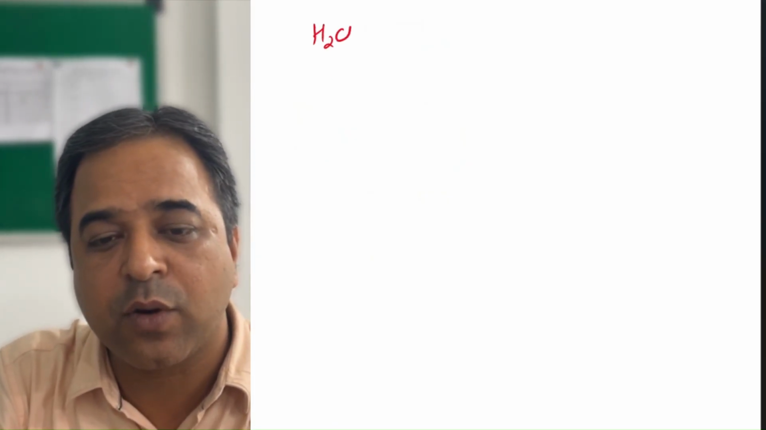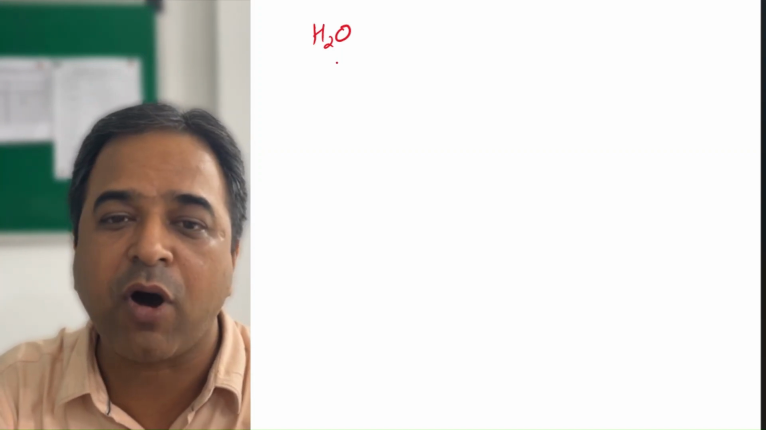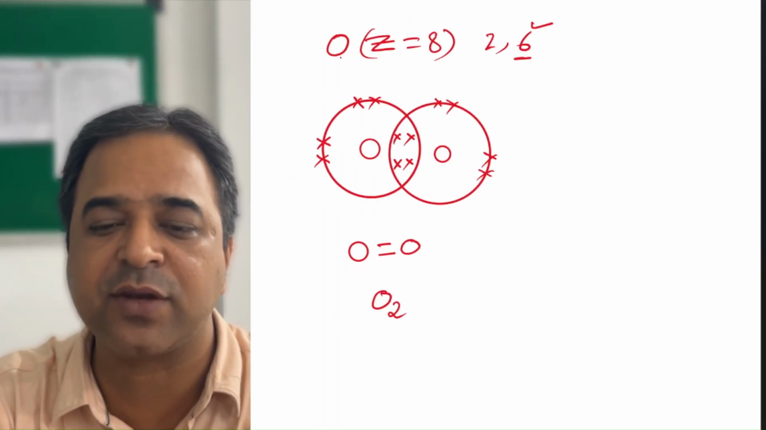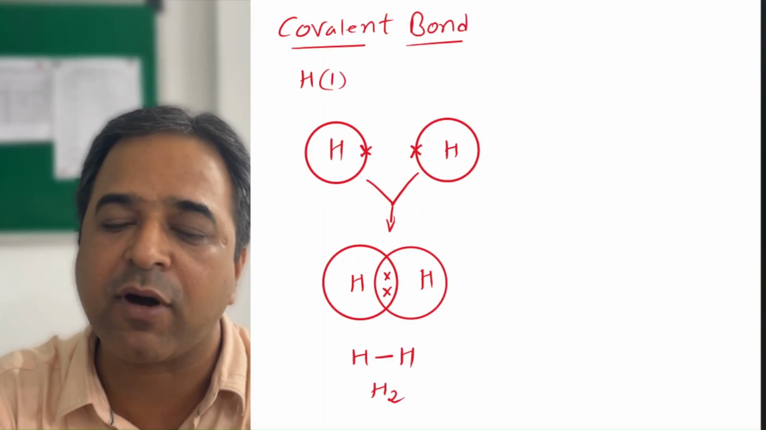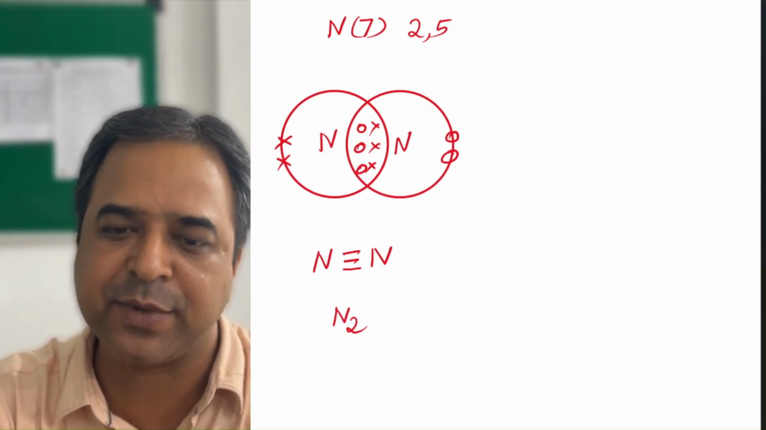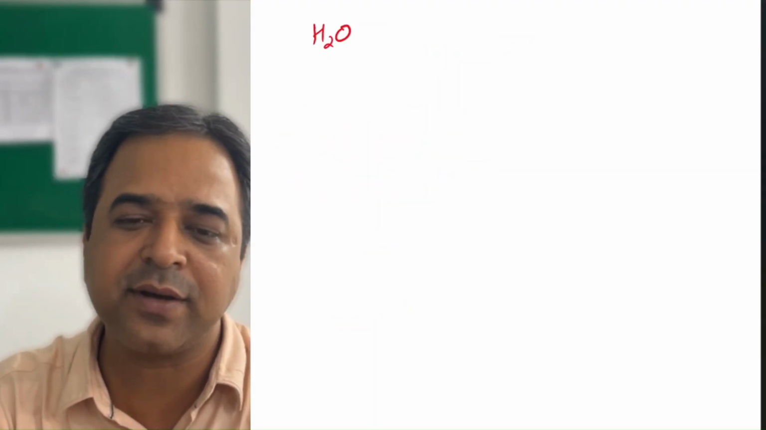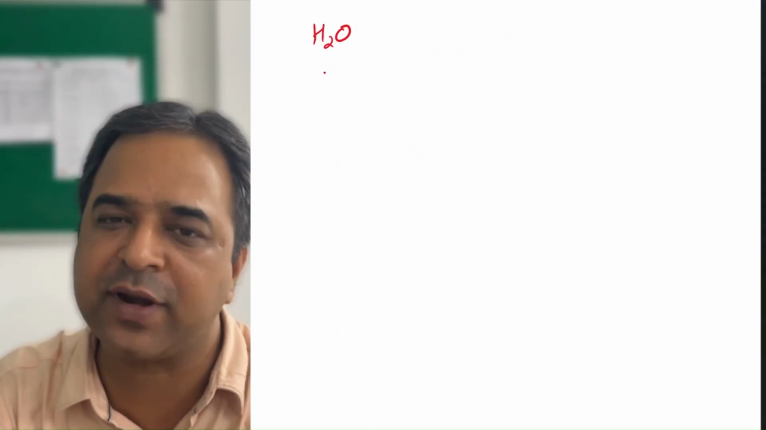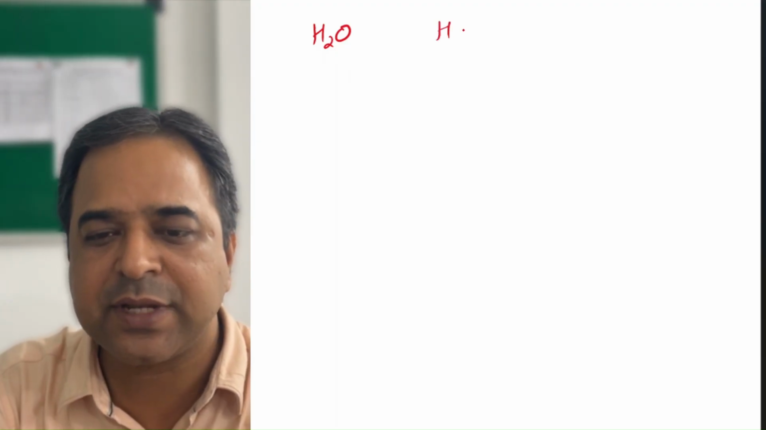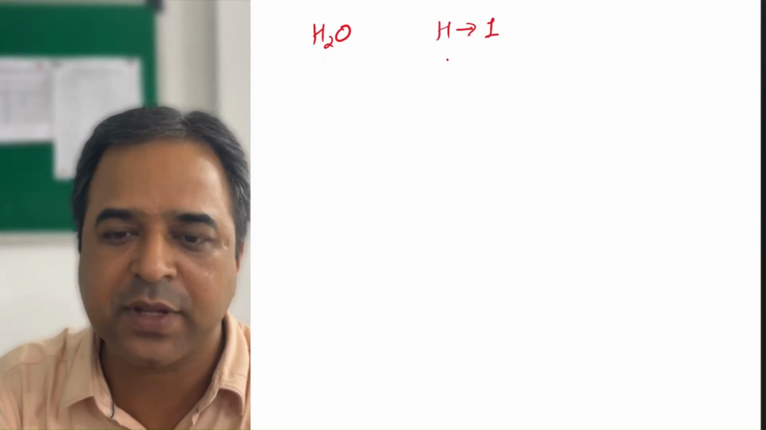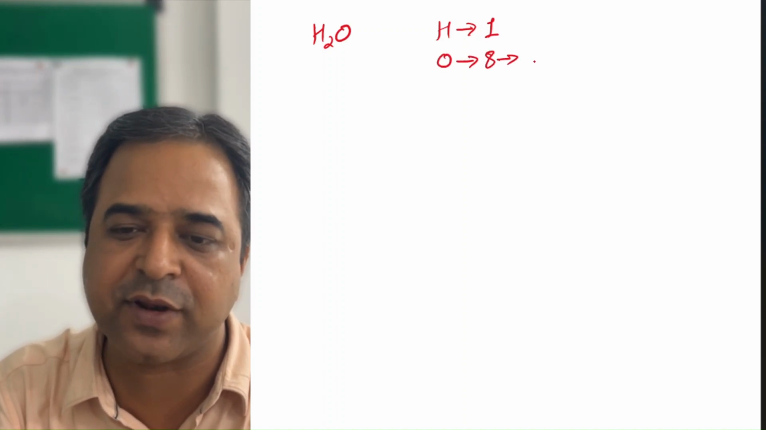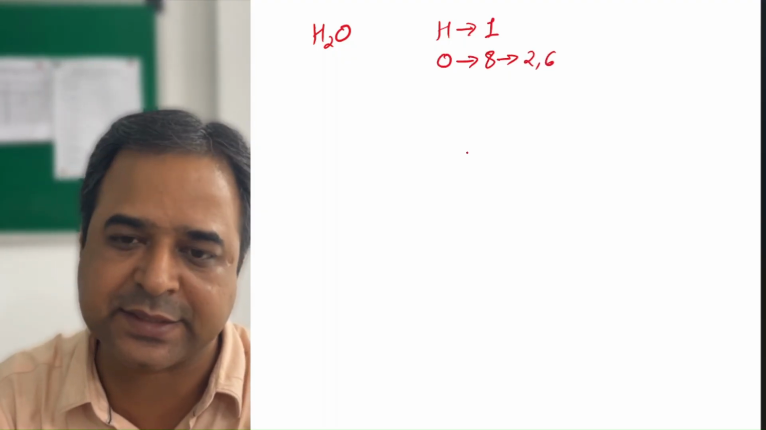So see, water. Water is a molecule of a compound. Before this, whatever molecules we had seen were said to be molecules of element because they belonged to the same kind of atom. But here water comprises different kinds of elements, hydrogen and oxygen. So you know that hydrogen has atomic number 1, oxygen has atomic number 8. So its electronic configuration for 8 would be 2, 6.